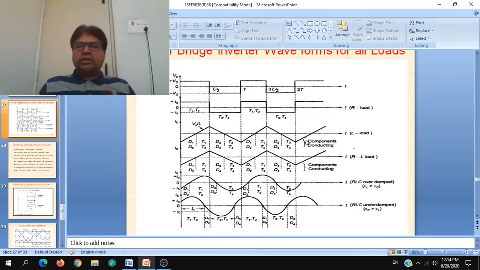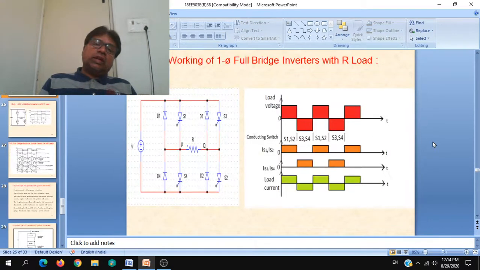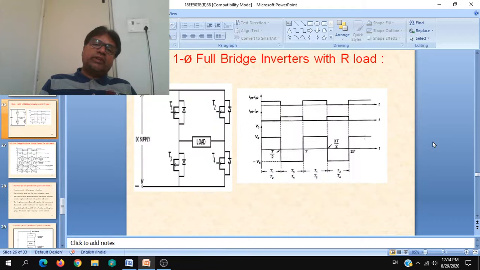But in this, it is also drawn for only inductive, a combination of resistive and inductive, and a combination of RLC, overdamped and underdamped. Just try to recall, you need not draw these. For whatever circuit, these voltage waveforms will relate. So you can avoid this slide. You can draw either of these circuits and waveforms.